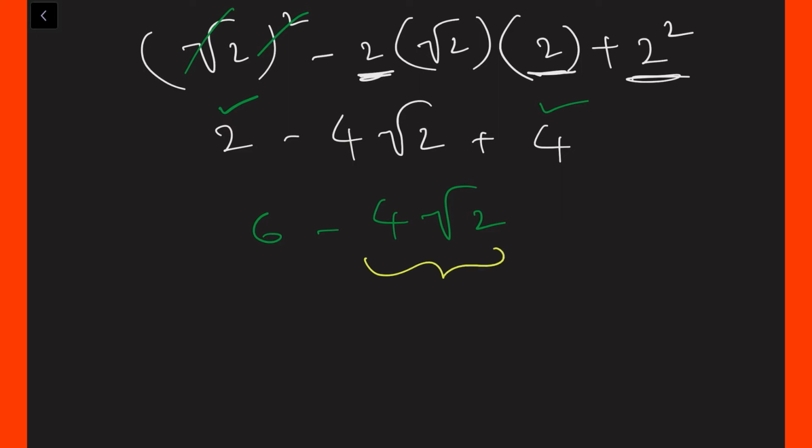Here 4√2 is an irrational number, whereas 6 is a rational number. Rational minus irrational, so the answer will be irrational.